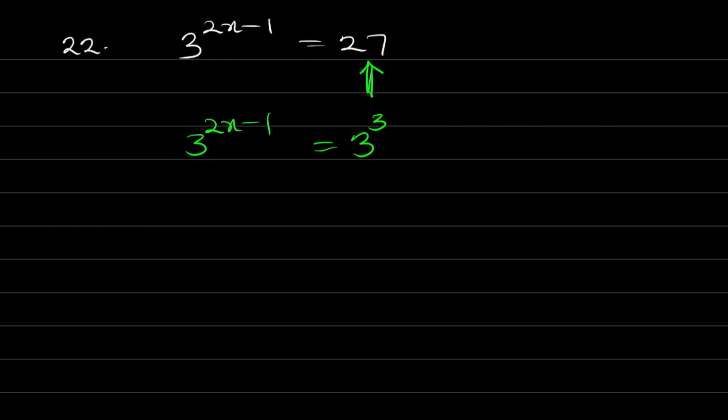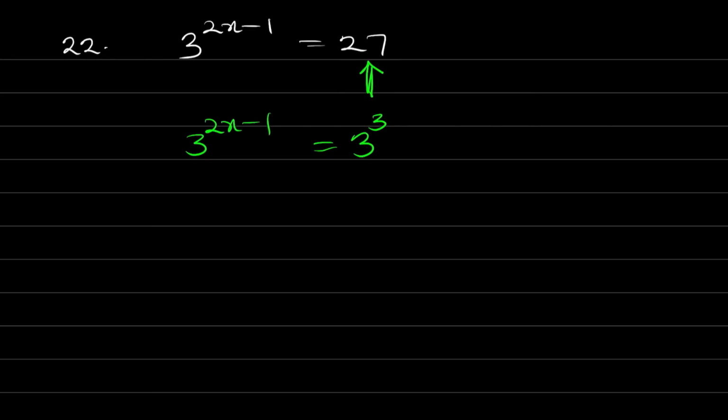Let us see question 22. Question 22 says, solve for x if 3 raised to power 2x minus 1 is equal to 27. What we need to do for this question is to express 27 as 3 raised to power something, and that's definitely 3 raised to power 3. So 3 raised to power 3 is equal to 3 raised to power 2x minus 1.